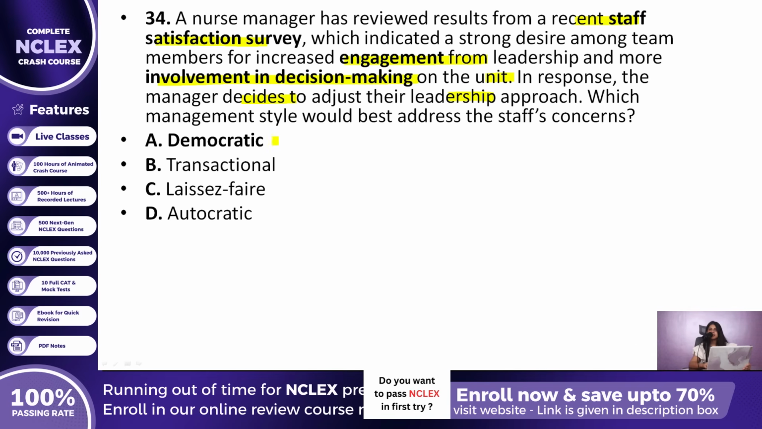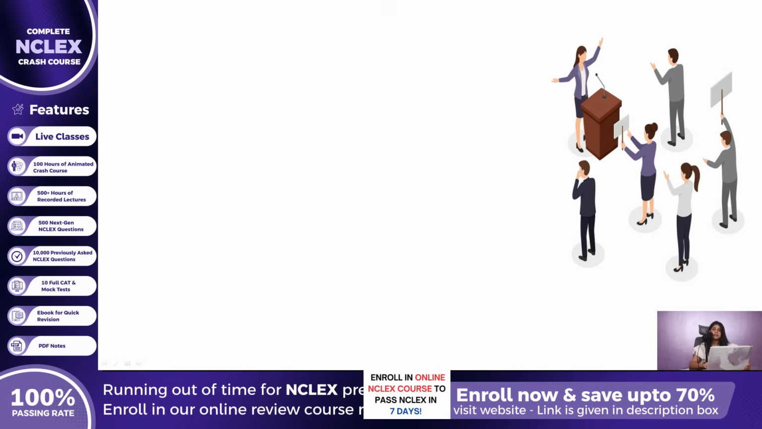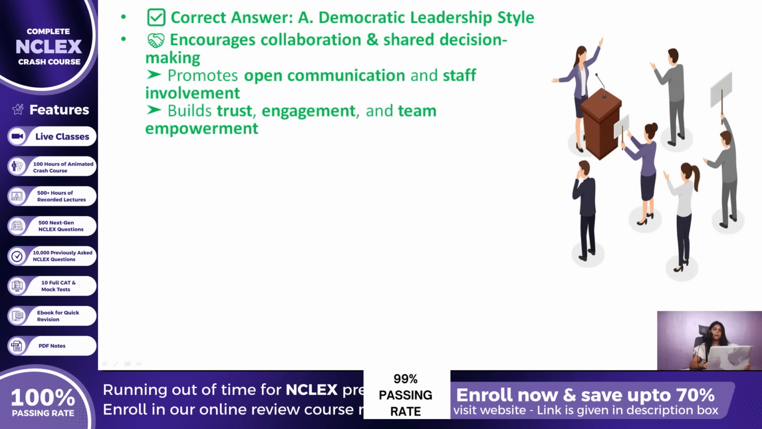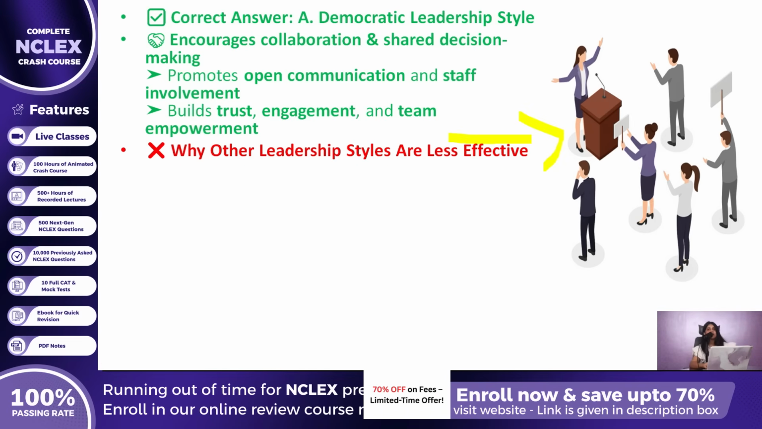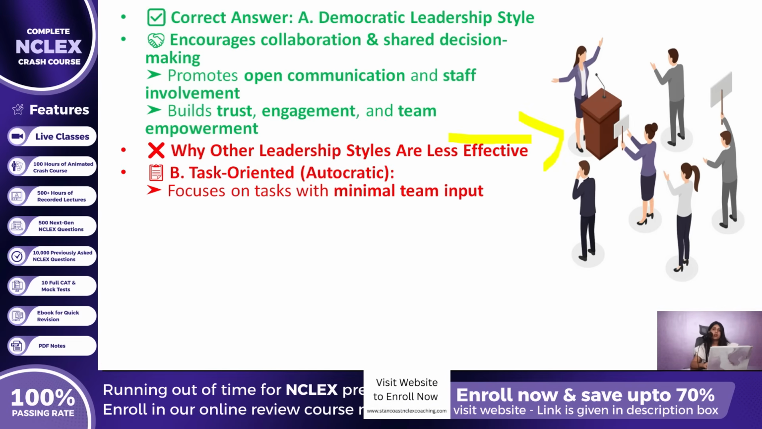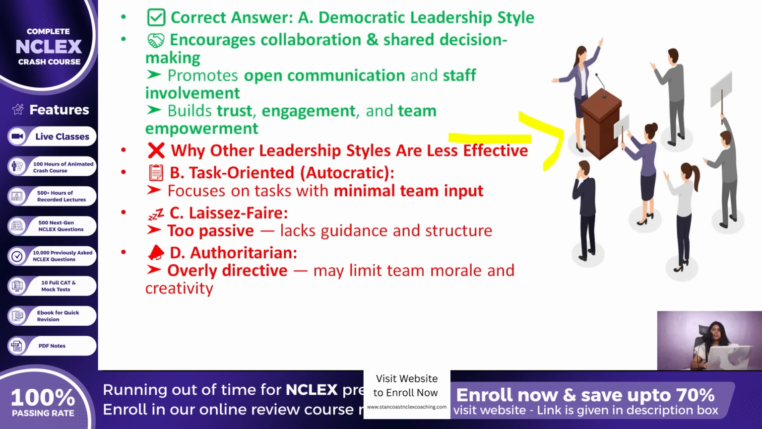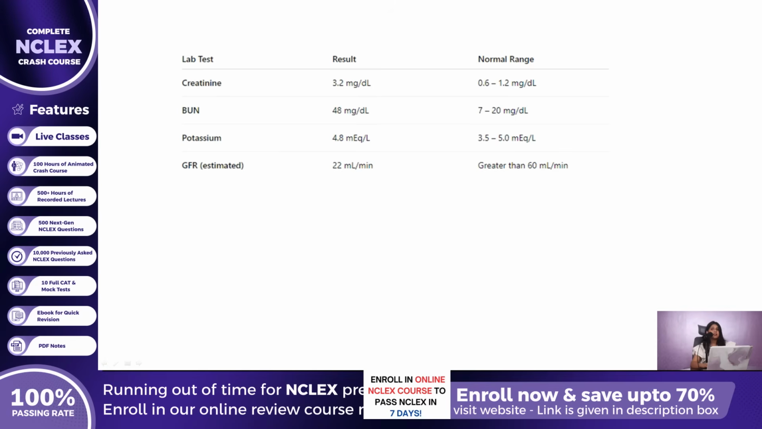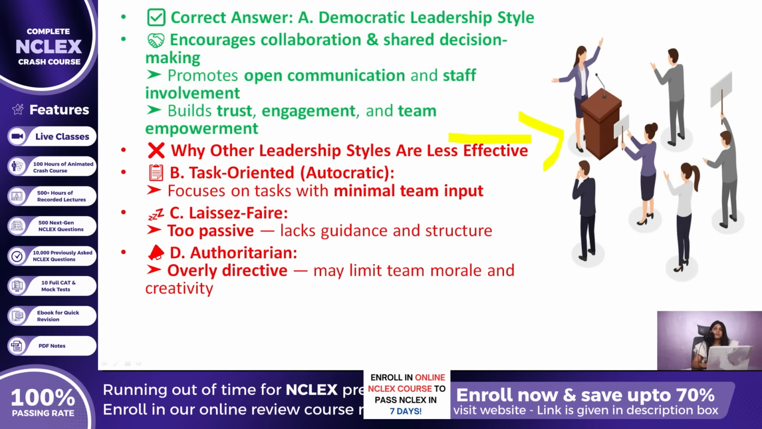The correct answer is Option A, the democratic leadership style, which promotes collaboration, open communication, and shared decision-making, meeting the staff's request for more involvement. Option B is task-focused with little team input, Option C is too passive, and Option D is overly directive. Democratic leadership best supports engagement, trust, and team empowerment. Now, moving on to the next question.